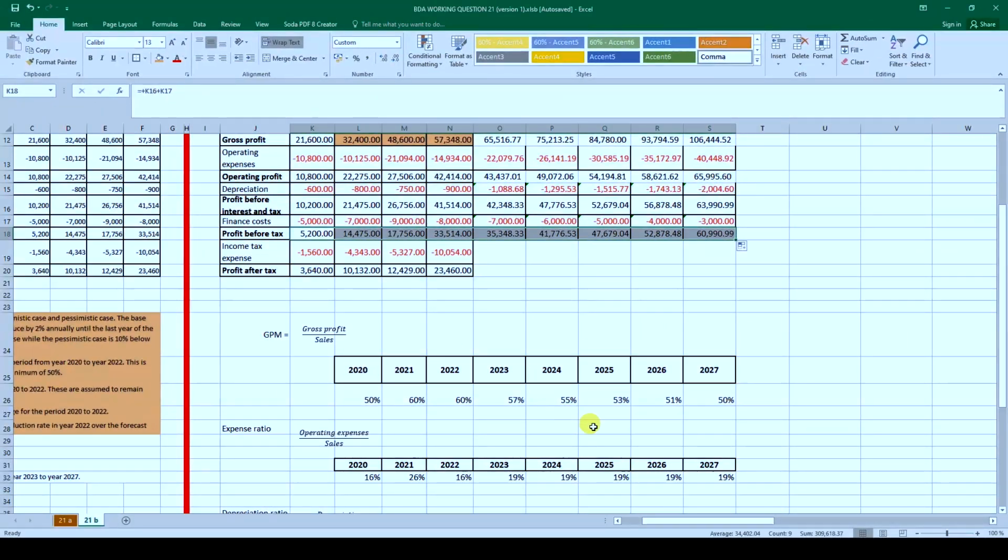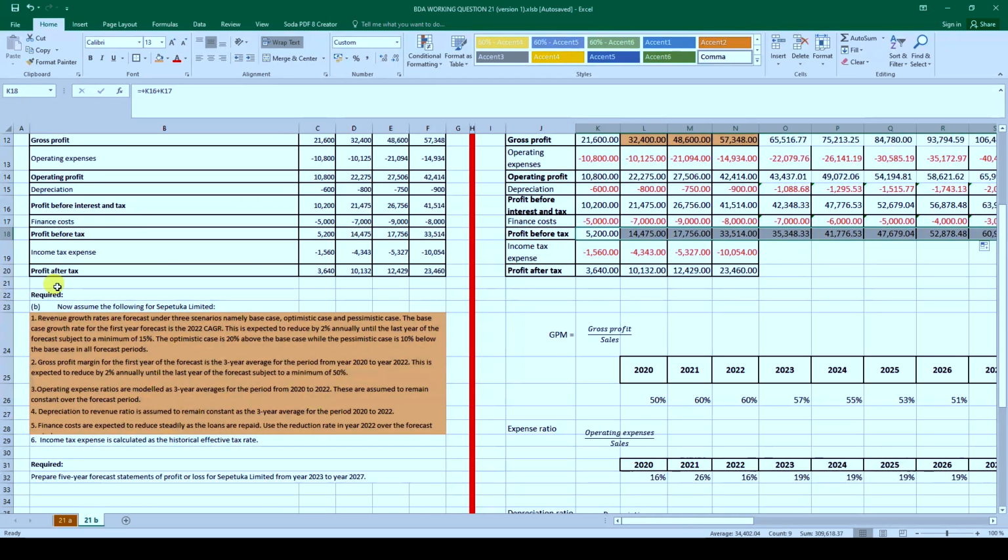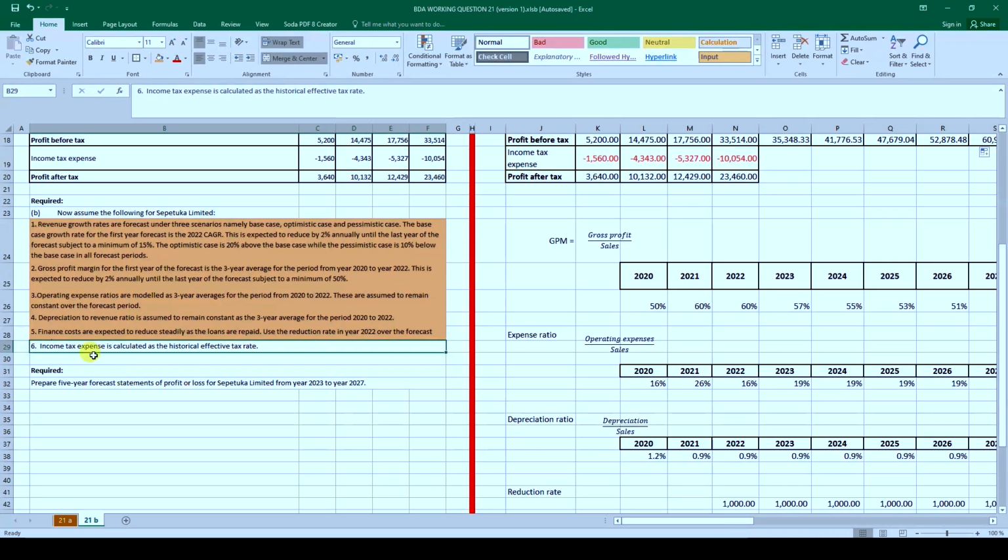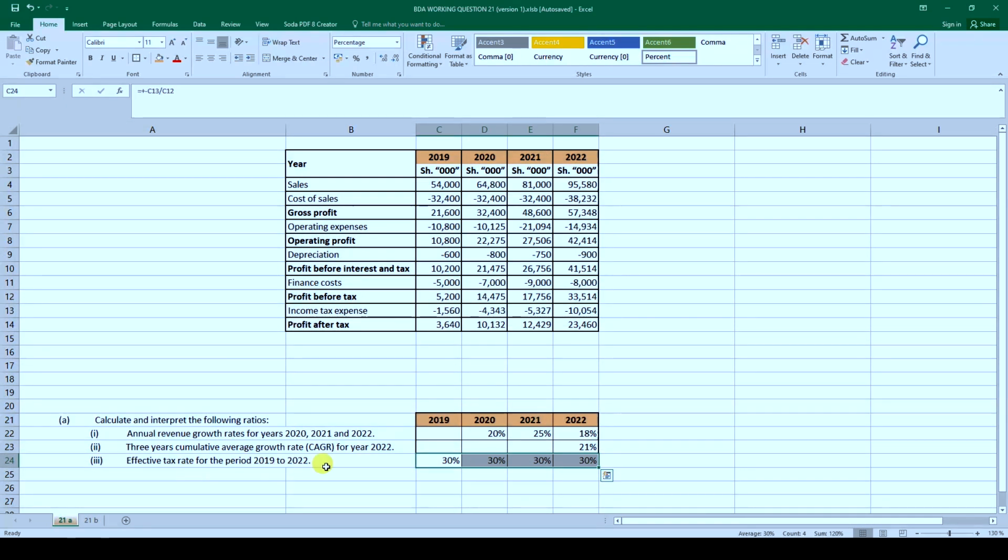Income tax expense, let's see what we are being informed. The final part. Income tax expense is calculated as the historical effective tax rate. Where did we calculate the historical effective tax rate? In part A of question 21. Where is part A? In the first tab just down here below, you can see it right down here. Yes. So we click there. What is the historical tax rate there? You can see it's 30%. So all this will be able to continue until 2027.